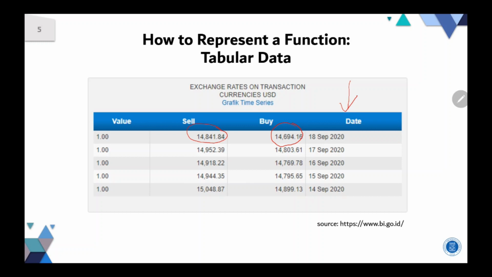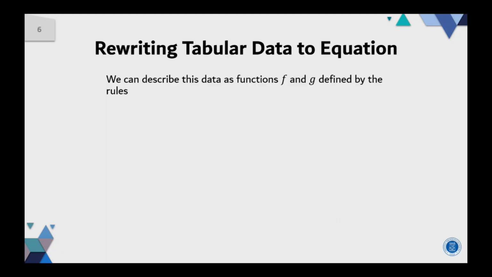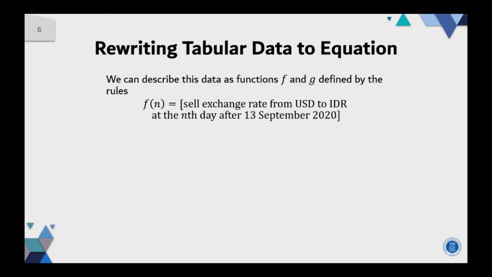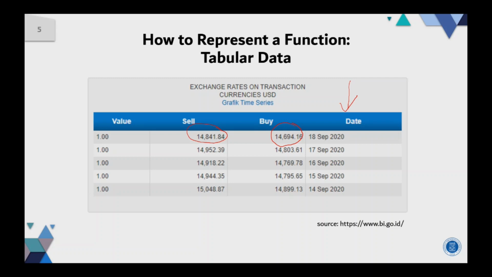Okay, so now, based on this tabular data, we can define two different functions. The first one is function F, which is the sell exchange rate from US dollar to Indonesian rupiah at the nth day after 13 September. So we see again the tabular data. It starts at 14 September. So this is the beginning. So nth day after 13 September means that 14 September is the first day after 13 September, 15 September is the second day, and so on.